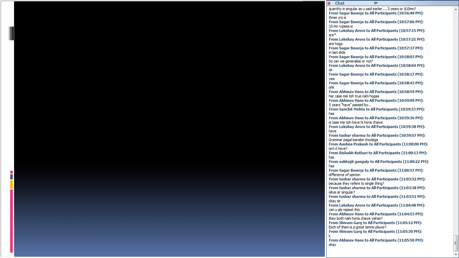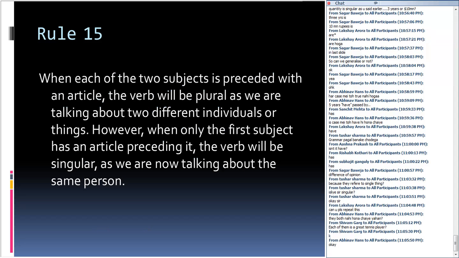Okay. Rule number 15. When each of two subjects, let us say there are two subjects and both the subjects have an article before them. दोनों subject के पहले एक article है, then the verb will be plural. Why? Because then you are talking about two different individuals or things. But if only the first subject has an article preceding it, अगर सिर्फ first subject के पहले ही article है, then it is singular. Then the verb will be singular because then you're talking about the same person.